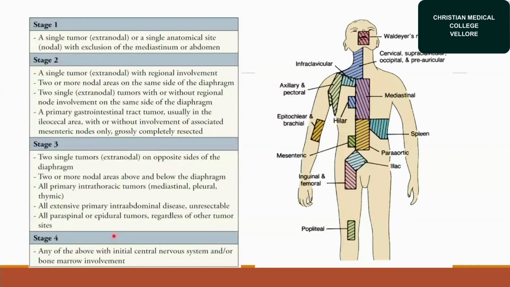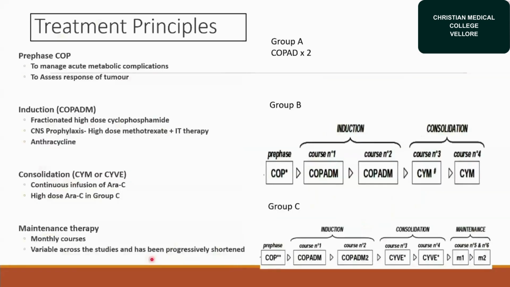Again, paraspinal or epidural tumors will come under stage 3. Stage 4 is if there is marrow involvement of more than 25% or there is CNS involvement. So treatment for Burkitt, remember we said they are fast growing tumors, so we need aggressive therapy as well. So the pre-phase or COP is a cytoreduction.